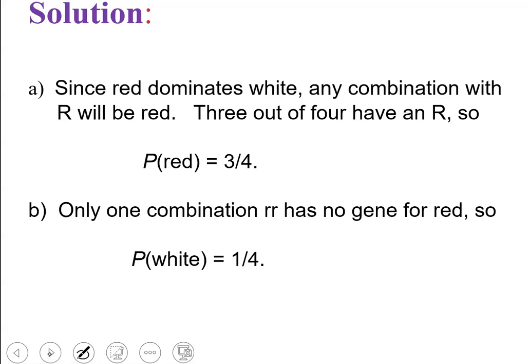Part B says, when is it going to be white? Again, we have 2 lowercase r's. That's the only case it'd be white, so it'd be 1 out of 4.